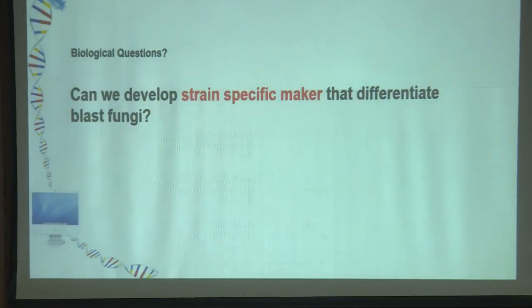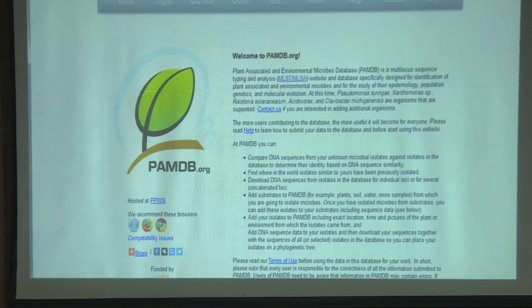So the question is, what do these databases really do? What is their function? How does it work? I must tell you that these databases are maintained by individuals. PAMDB is maintained by Boris Vinatzer at Virginia Tech. Similarly, PubMLST is maintained by scientists in the UK.